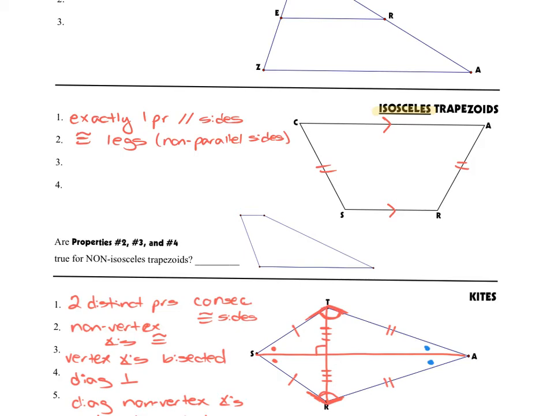Then we can say that it's going to have both pairs. I'm going to use that abbreviation BP again. Both pairs of base angles are congruent. Now they're not congruent to each other, but this pair of base angles, so angle S and angle R, are congruent to each other, and angle C and angle A are congruent to each other. So we can mark those angles.